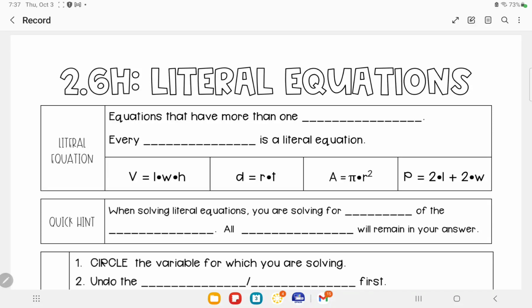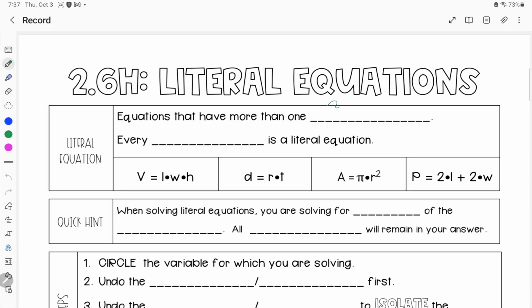Literal equations. This is an honors topic. So a literal equation is an equation that has more than one variable. So every formula, so all of these down here are examples of literal equations.